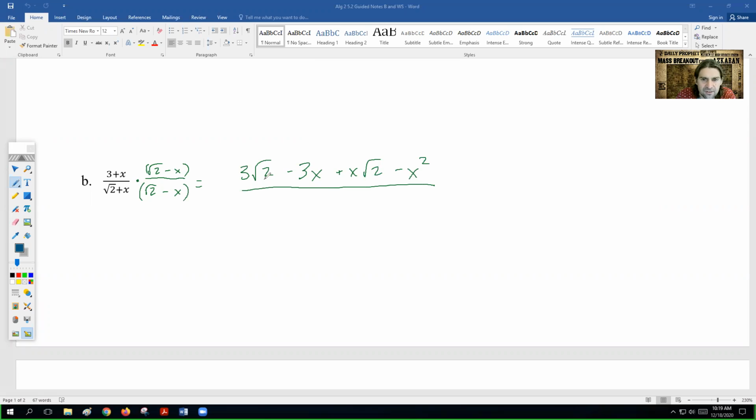Now the top, none of those combine. This is a radical 2. Even though that's a radical 2, we have a 3 and an x, so it doesn't work. None of those go together. So it's just like that.